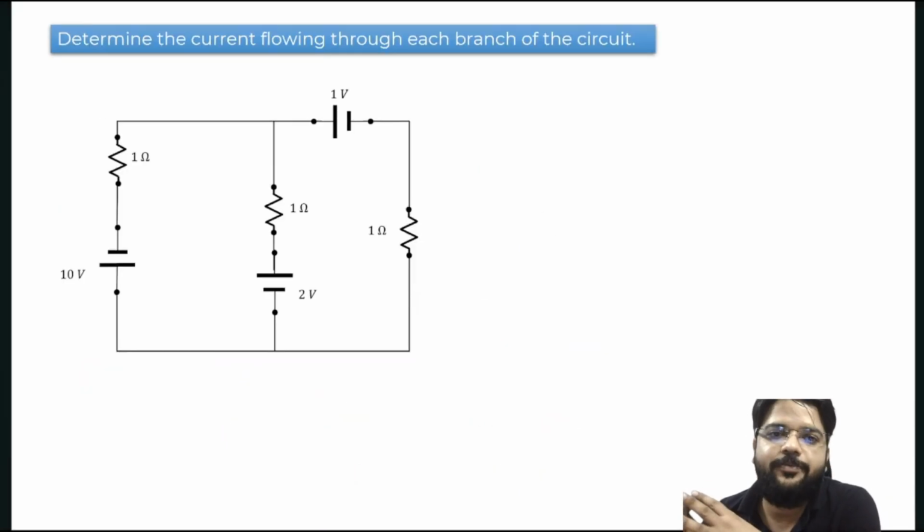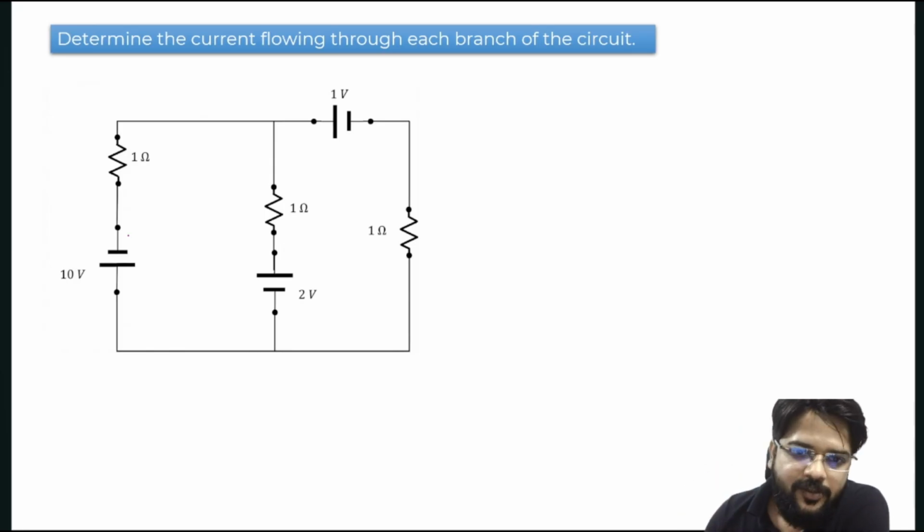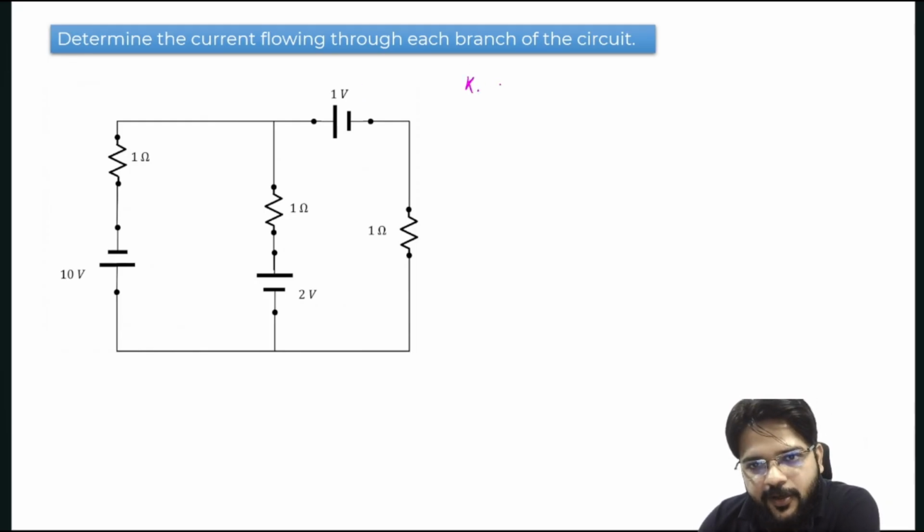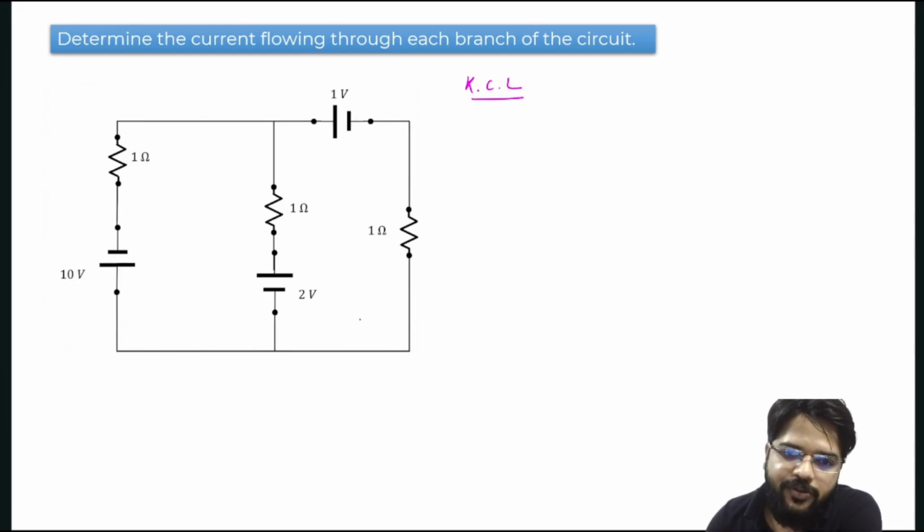Now let's see one question on the basis of this concept. Determine the current flowing through each branch of the circuit. So here in this question, we want the current flowing in each branch, correct? We will solve this question with the help of Kirchhoff current law. In this method, at any one point, we will assume zero potential. So I am assuming here potential is zero. So if 0 is here, then here it will also be 0. And here if I am assuming 0, then here will also be 0, correct?